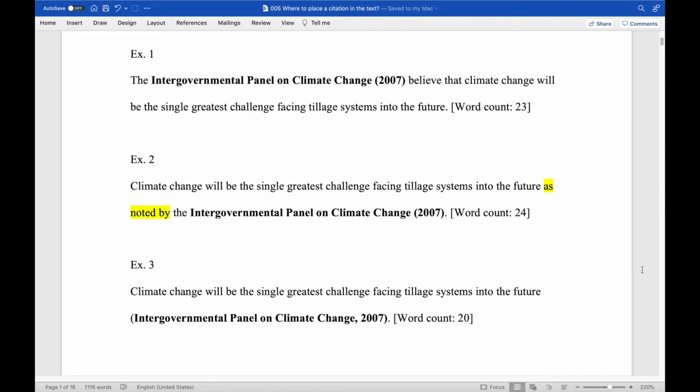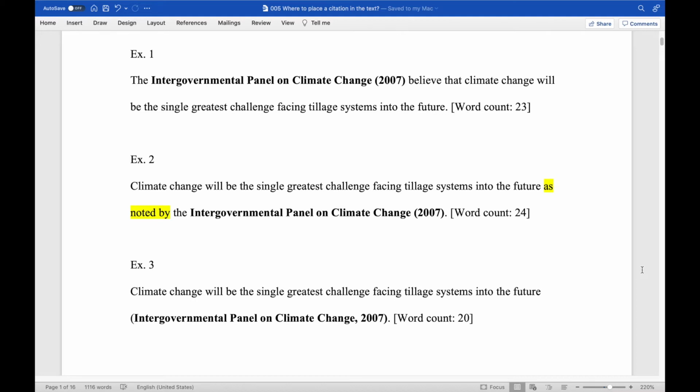You can also emphasize the author as shown in example 2. This time the citation is placed at the end of the sentence, and we can use a phrase such as "noted by" to emphasize the author. The year of publication is enclosed within parentheses.